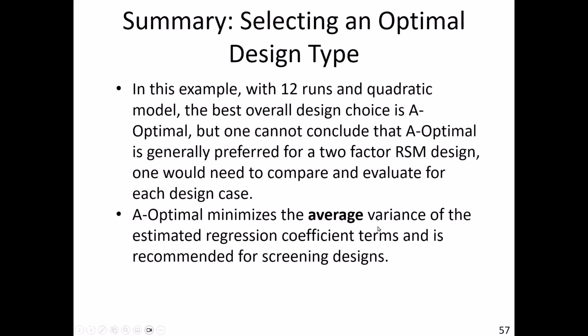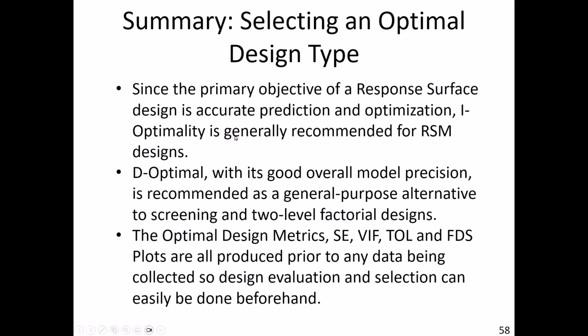A-optimal minimizes the average variance of the estimated regression coefficients. All right, so hence it is recommended for screening designs. Also, if you're doing a response surface design, I-optimal is generally recommended. Again, we'll leave D-optimal as a kind of general purpose optimal design that can be used, and use these optimal design metrics, the standard error, the variance inflation factor, and the FDS plots in advance to assess what design choice you will pick.